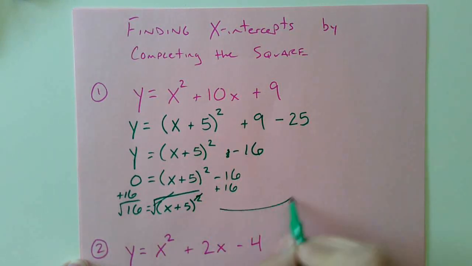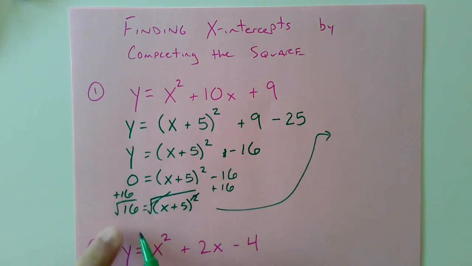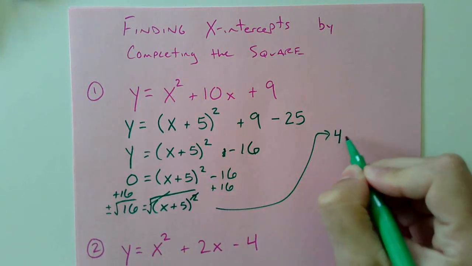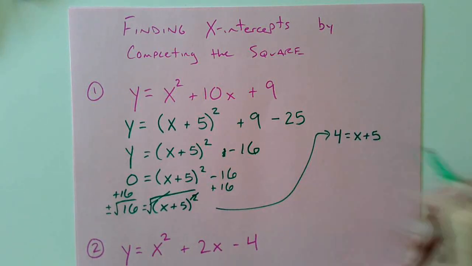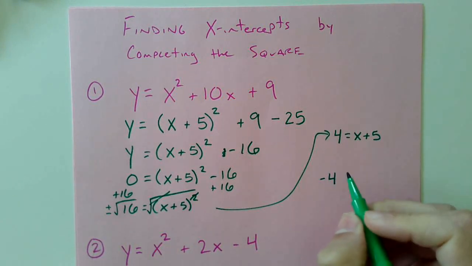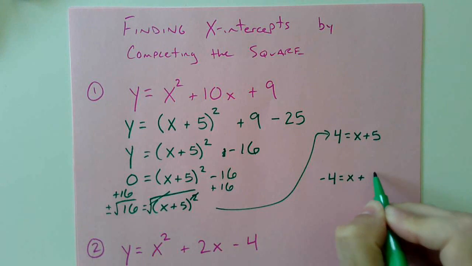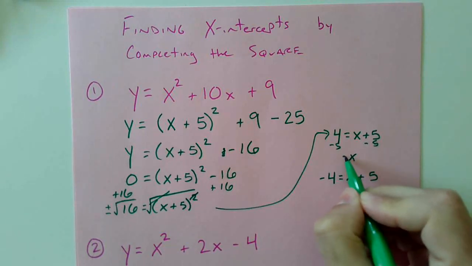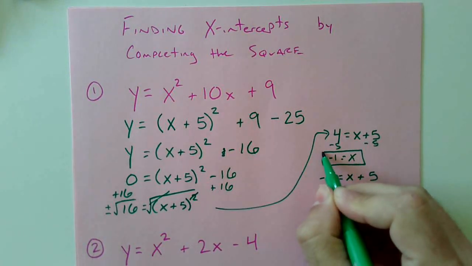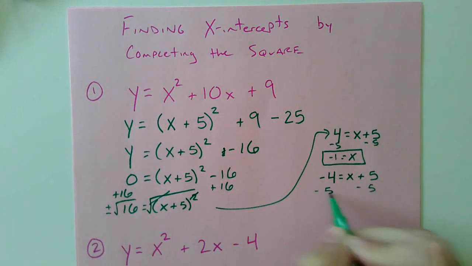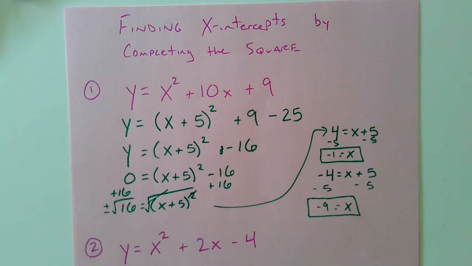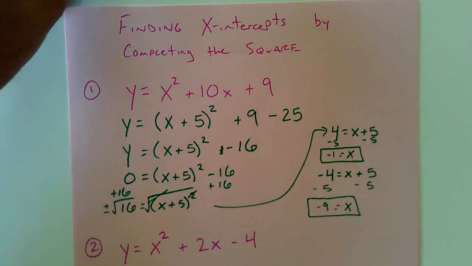Square root both sides to get rid of the square. I'm going to have my positive and negative square root, I have to remember. So I'm going to take the positive square root of 16, which is 4, and set that equal to x plus 5. And then my negative square root of 16, which is negative 4, equals x plus 5. When I solve both of these, I have an x value of negative 1, so that's one x-intercept. And for this one, x equals negative 9, and that would be my other x-intercept. So in that problem, I had two x-intercepts at negative 1 and negative 9.